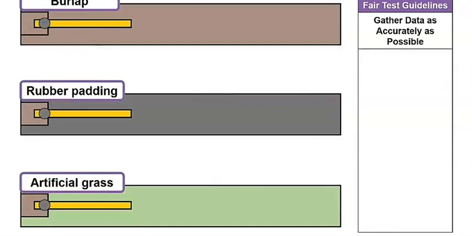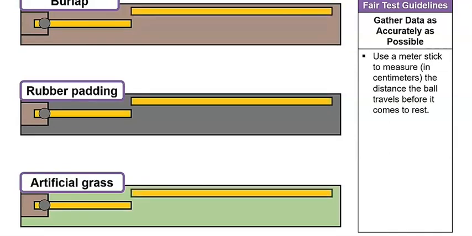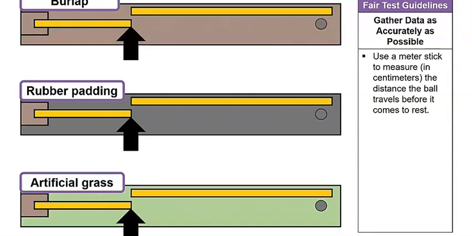Let's look at our investigation setup from a bird's eye view, which means we'll look at our investigation setup from above. We can use a meter stick to measure in centimeters the distance the ball travels before it comes to rest. We'll place our meter stick at the end of the ramp. We have to make sure the zero on the meter stick is lined up with the end of the ramp, so we can gather our data as accurately as possible.